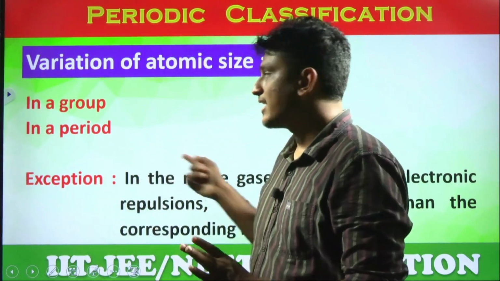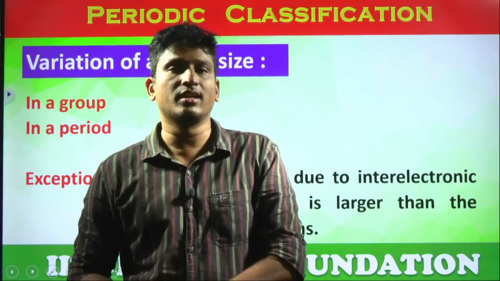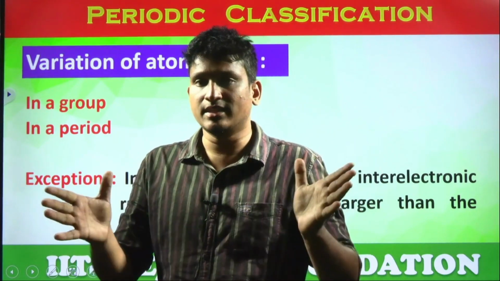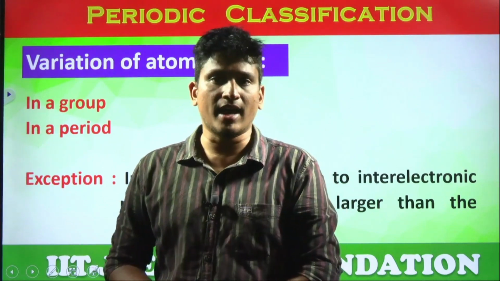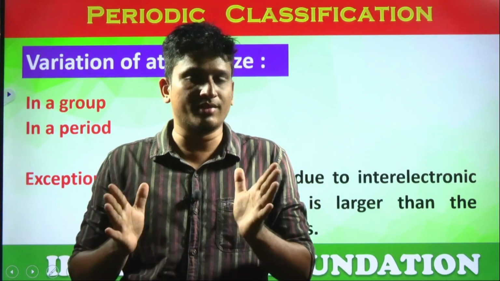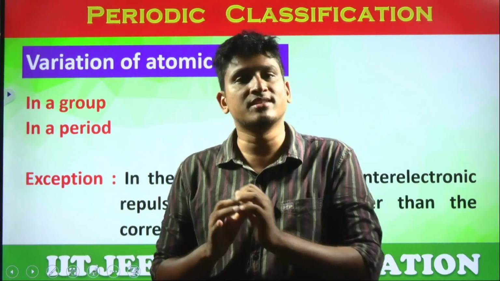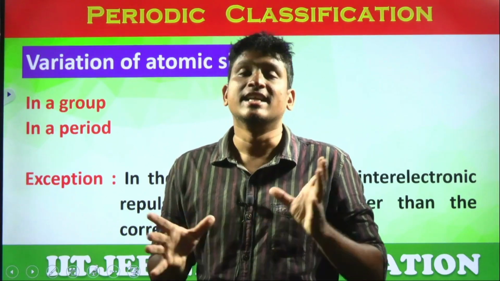Got the clarity? Next, in periods. What happens in periods, students? Let us take any period, second period elements. What are the second period elements? Beryllium, boron, carbon, nitrogen, oxygen, fluorine. Yes or no? In these elements, is a new shell entering the valence shell? The new shell is not entering the valence shell, right, students? So does the atomic size remain the same? Atomic size doesn't remain the same. In periods from left to right, atomic size decreases.